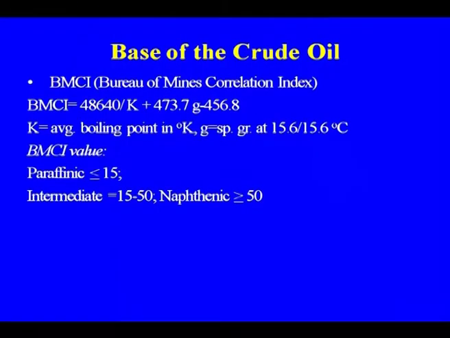So, this is how you can characterize the base of the oil, whether it will be more paraffinic or naphthenic. Another correlation that we use for knowing the base of the crude oil is the Bureau of Mines correlation index. Here the boiling point and the density are correlated, and based on this you can find out whether it is a paraffinic base, intermediate base or naphthenic base. Depending upon these values, you can have a rough idea of the base of the crude oil.